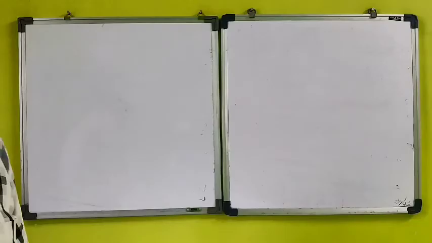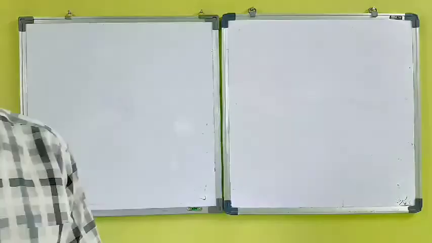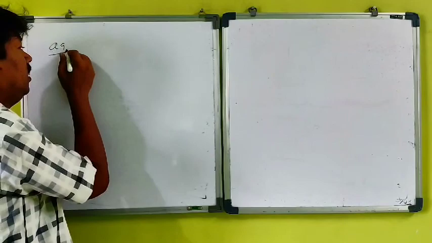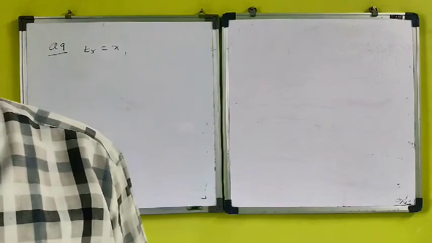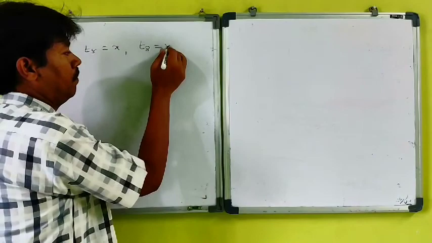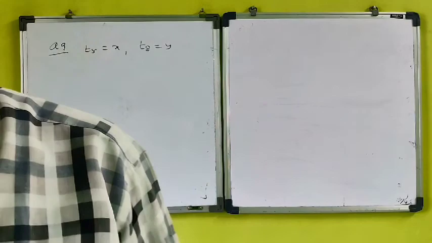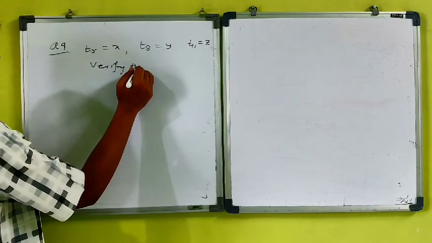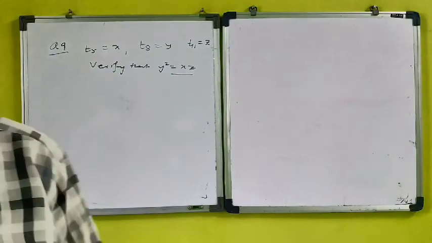Yes, the next question after that is question number 9. The fifth term of a GP is X, the eighth term of the GP is Y, and the 11th term of the GP is Z. T5 is equal to X, T8 is Y, T11 is Z. The question is, verify that Y squared is equal to XZ. This you have to verify.